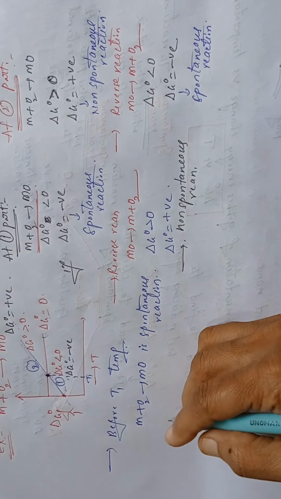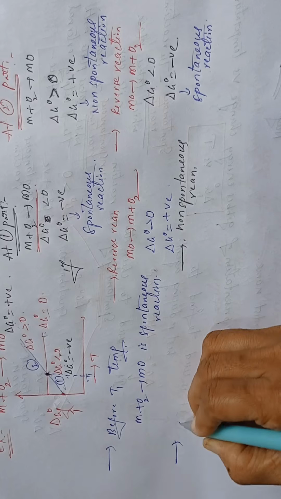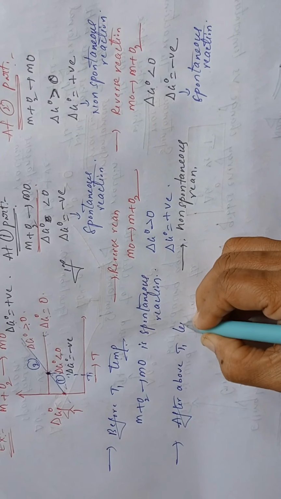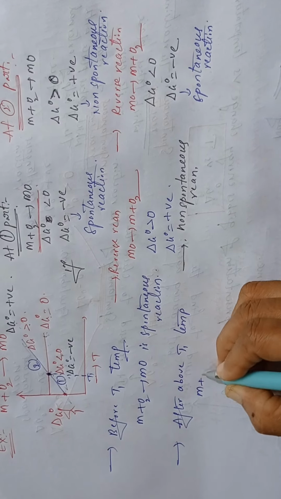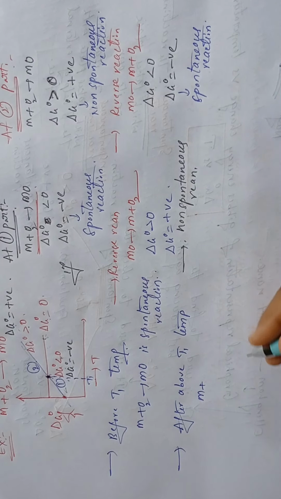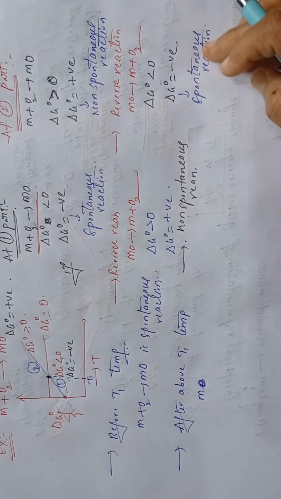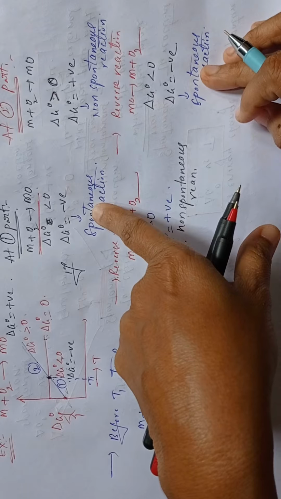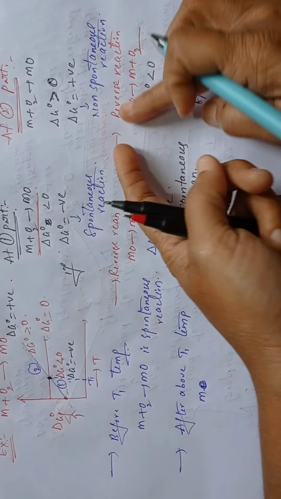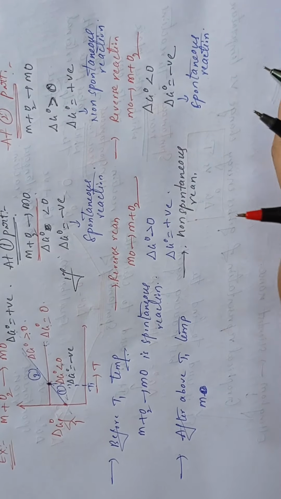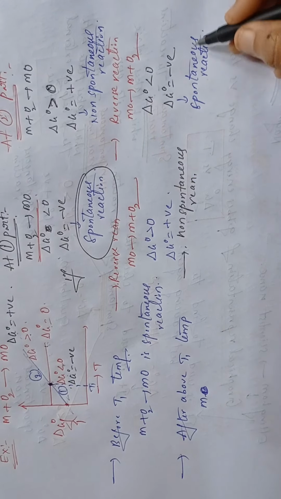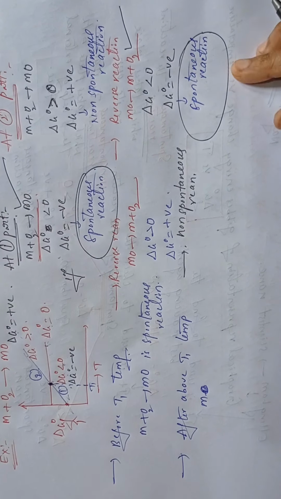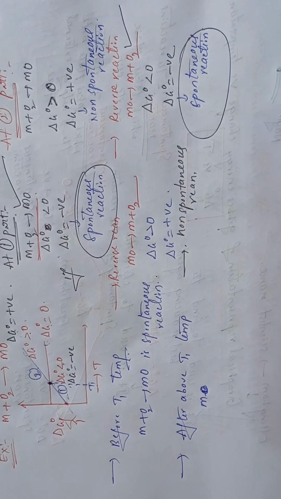After, above T1 temperature, the reverse reaction. The reverse reaction is which one, students? Before T1 temperature the reaction is spontaneous. Above T1 temperature, the reverse reaction is spontaneous. Are you clear? So here the reaction is spontaneous, and here the reverse reaction is spontaneous. Are you clear?